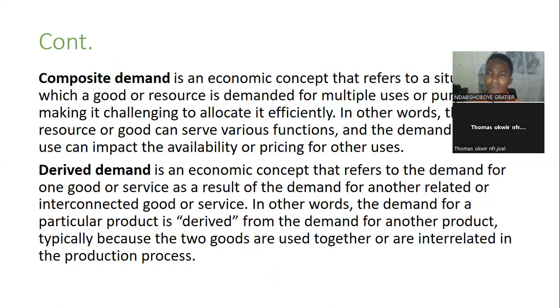Who can give us an example? A good can be used for different purposes. Which example of a good can be used for different uses? A vehicle. How can a vehicle be used for different purposes? It can be used for transportation, and afterwards you can sell it to get income. Okay, Thomas, well put. It can be used for transportation, and then again you can sell it.